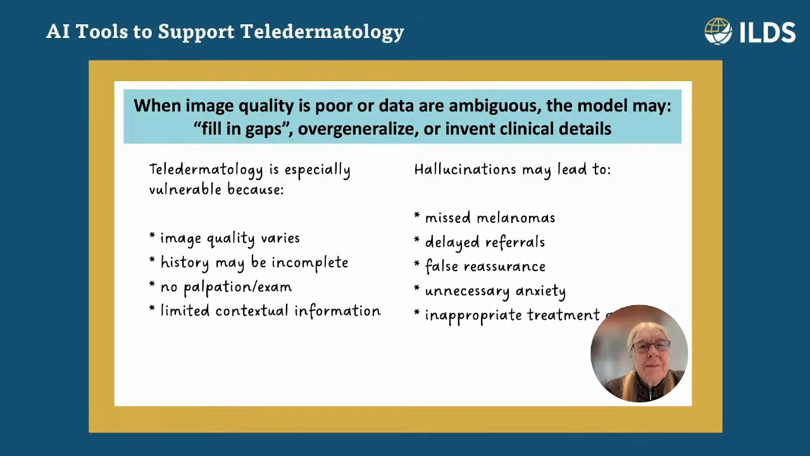So if the image quality is bad, or it's had poor data, or not trained properly, it can make it up. And this is particularly vulnerable in teledermatology because the history may be incomplete and we've got limited information. So we could miss melanomas, we could delay referral, falsely reassure our patients, and result with the wrong treatment.